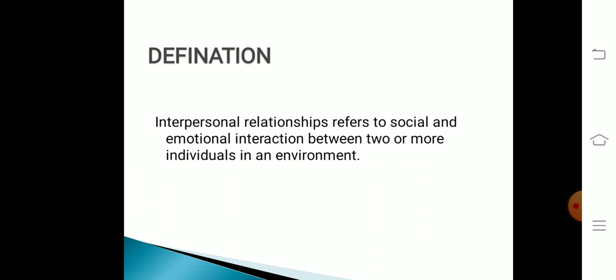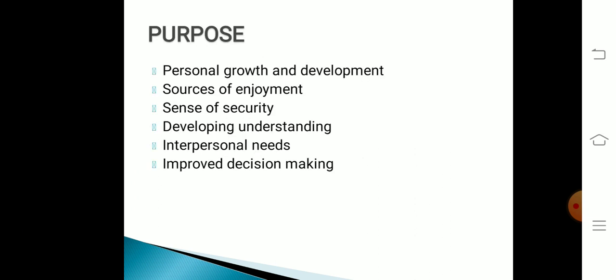Definition of interpersonal relationship. The interpersonal relationship refers to social and emotional interaction between two or more individuals in an environment. Purpose of interpersonal relationship is personal growth and development, sources of enjoyment, sense of security, developing understanding, interpersonal need, improve decision making.